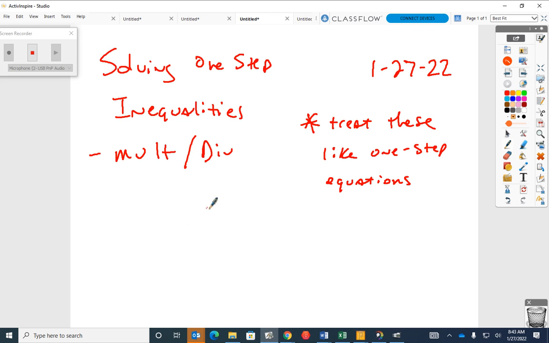So if I had something like negative 3x equals 12, this is a one-step equation. How do I solve a one-step equation? In this case, this is multiplication. How do I solve this? Brooklyn? You use division. I'm going to divide each side by negative 3, and x would equal negative 4. Easy enough, right? However, there is a rule.